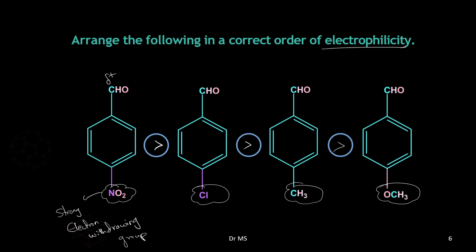Yes, sir. Okay, so just remember here, OCH3 shows a positive M effect so that it gives the highest electron density to the benzene compared to any other. Compared to the methyl group, this OCH3 will give more electrons to the benzene ring. And when it gives more electrons to the benzene ring, the positive charge on this carbon will decrease and the electrophilicity will decrease. So the order is this way.